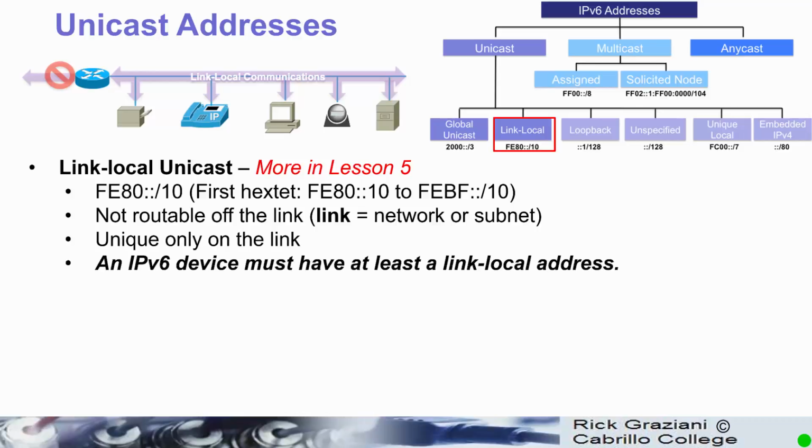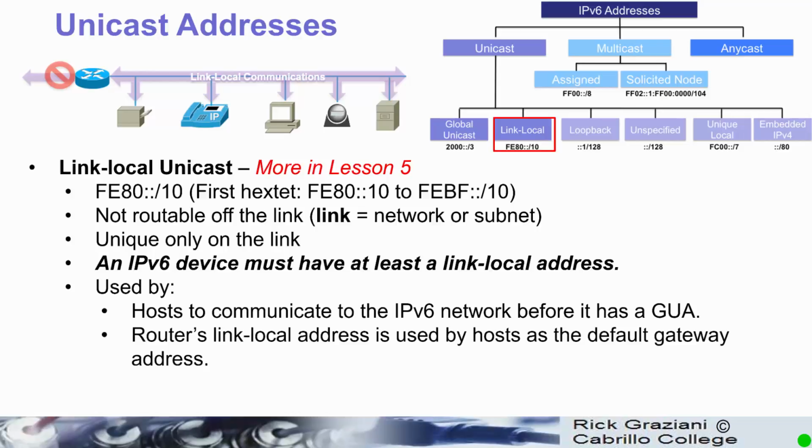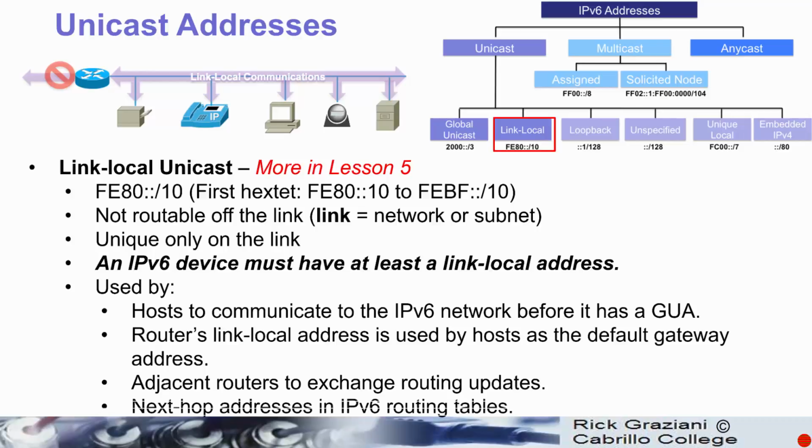An IP version 6 device must have at least a link local address. It's used by hosts to communicate to other networks. Its router's link local address is used by the host as a default gateway. So even if it has a global address, it's going to be using its link local address. Adjacent routers will exchange routing updates, and the next hop address in the IPv6 routing table is also a link local address.